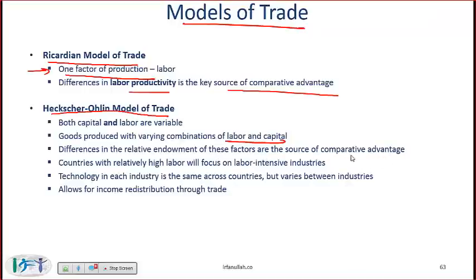So if you have a labor intensive industry, then a country like India will have a comparative advantage in those industries. Industries that are capital intensive will do well in countries like Germany, where there is high capital per unit of labor. So that's the point made here. Countries with relatively high labor will focus on labor intensive industries. Technology in each industry is the same across countries but varies between industries. This allows for income redistribution through trade.